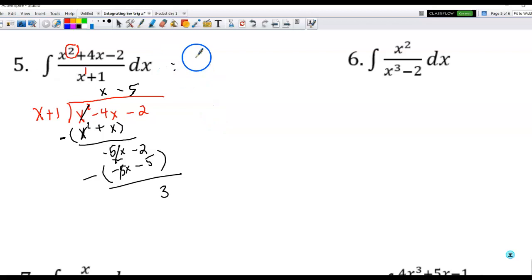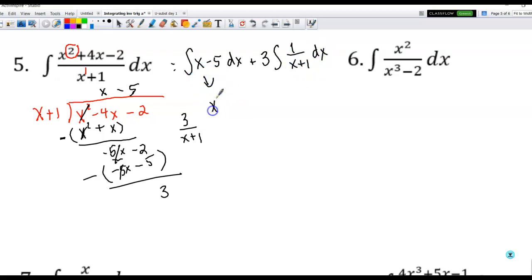So this problem is the same thing as the antiderivative of x minus 5 dx. Remember, we can separate. I would have the remainder over the divisor, 3 over x plus 1. Integral properties allow me to pull the 3 out of my way and get it in front as a coefficient. 1 over x plus 1 dx. The antiderivative of x is x squared over 2. The antiderivative of 5 is 5x. The antiderivative of 1 over x plus 1 is ln absolute value x plus 1 plus c.